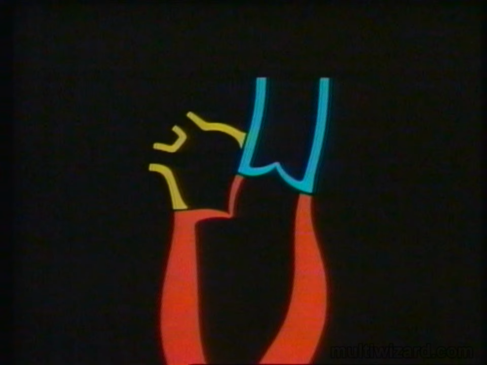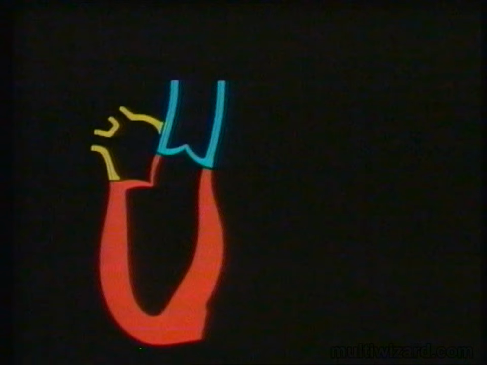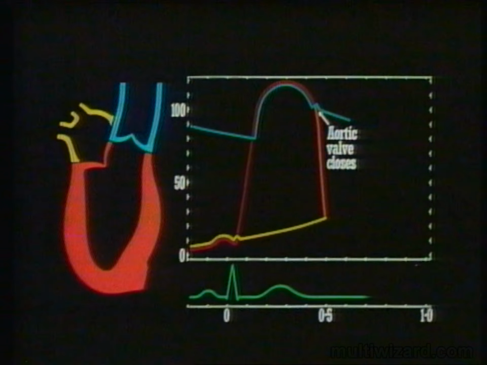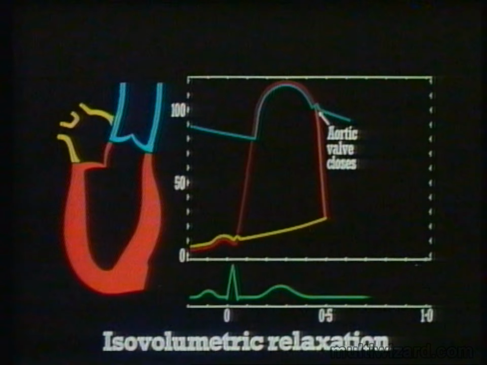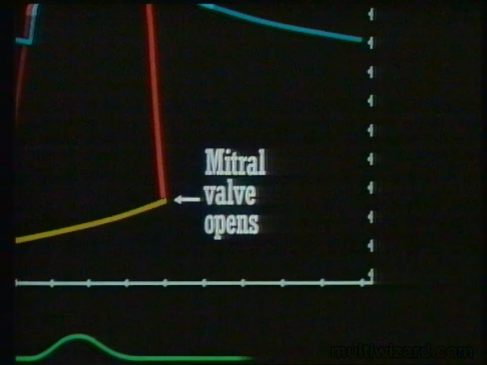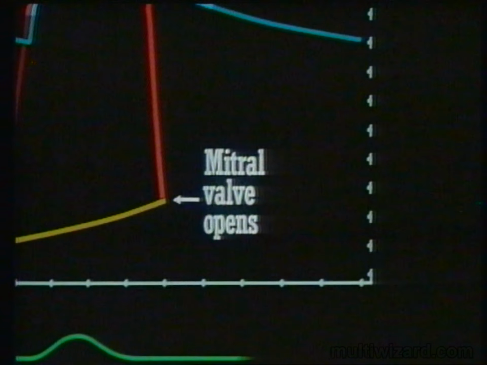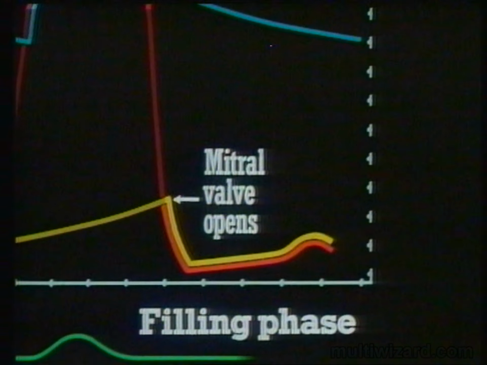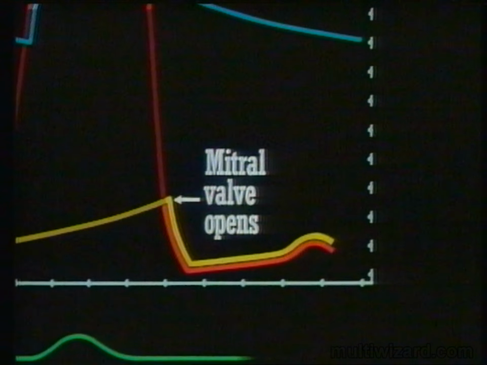Since the mitral valve has remained closed, both valves are now closed. This is the period of isovolumetric relaxation. Ultimately, the rapidly falling ventricular pressure falls below the rising atrial pressure, and at this point, the mitral valve opens. This marks the beginning of the filling phase. The pressures in the atrium and ventricle are once more identical.